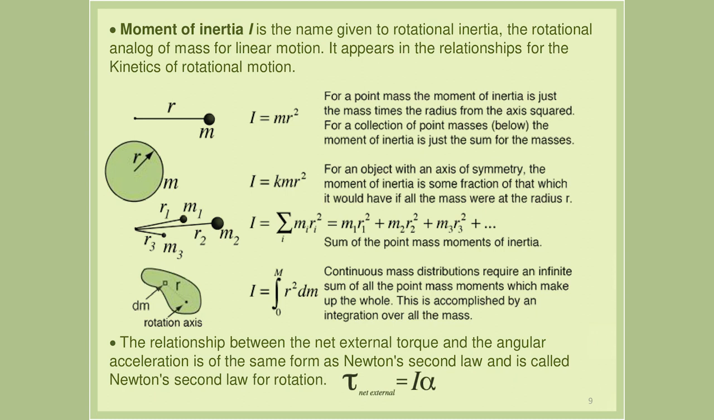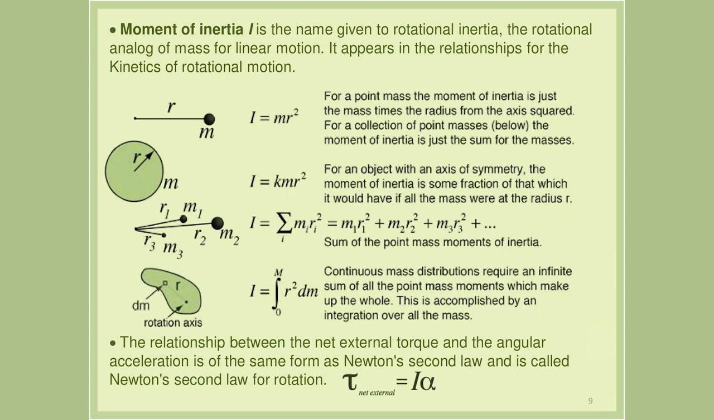Moment of inertia is the name given to rotational inertia, the rotational analog of mass for linear motion. It appears in the relationship for the kinetics of rotational motion. The moment of inertia must be specified with respect to a chosen axis of rotation. For a point mass, the moment of inertia is just the mass times the square of the perpendicular distance to the rotation axis. That point mass relationship becomes the basis for all other moments of inertia, since any object can be built up from a collection of point masses.